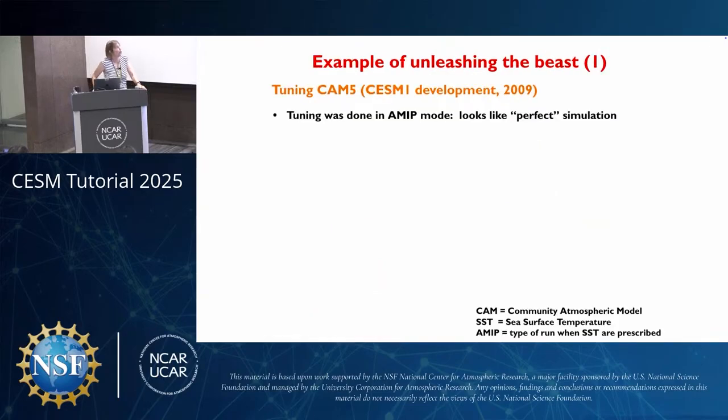My first example is during CESM1. It was an older version than the one you are using right now, which was released in 2009. And at the time, we did a lot of the tuning in AMIP mode, with prescribed sea surface temperatures. And we had really a perfect simulation. When I say CAM SST, people know what I'm talking about. We had a really good simulation in our atmosphere-only model.